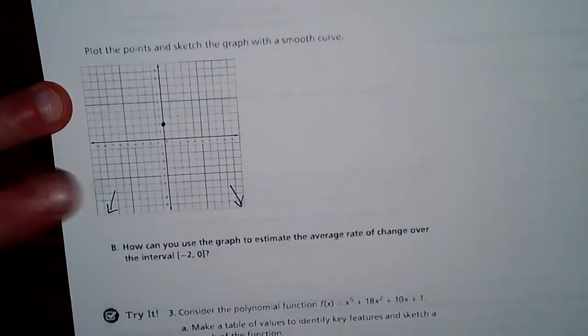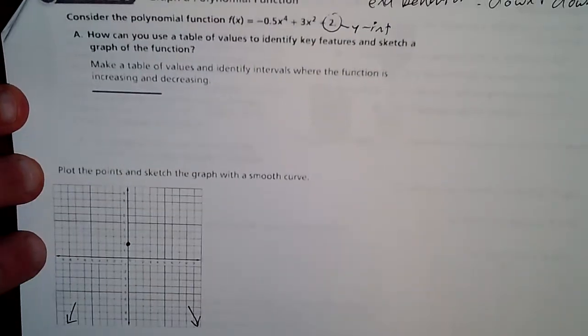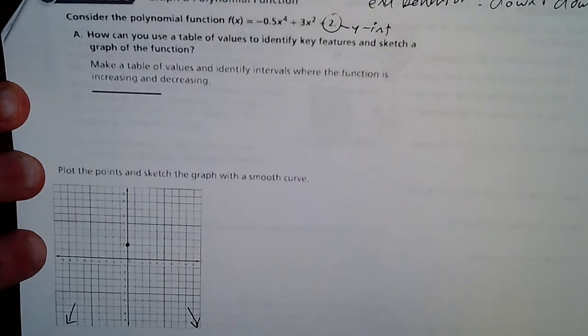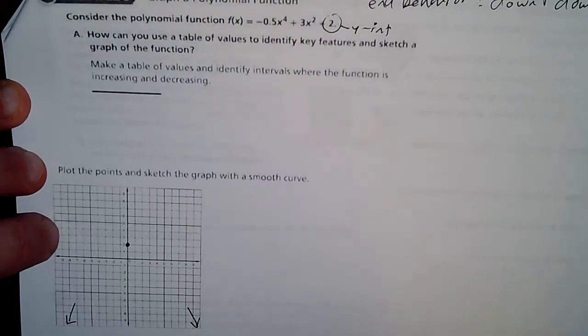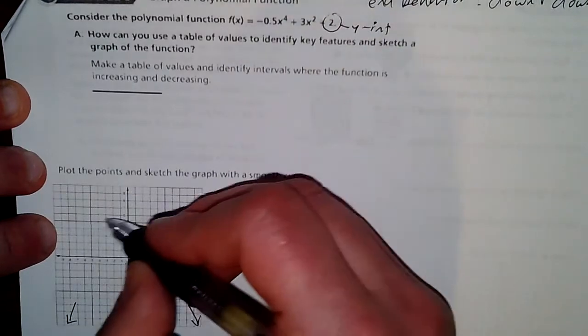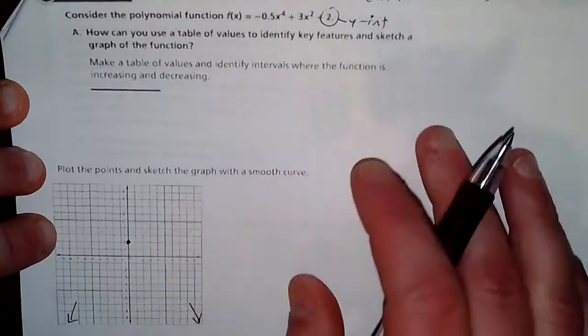So at this point, like it says here, how can you use a table of values to identify key features and sketch a graph of the function? What you're going to find really useful here is some sort of graphing utility, whether it's the Desmos app or your graphing calculator. You're going to be able to enter it in, and you're going to see what kind of hills and valleys this graph has.